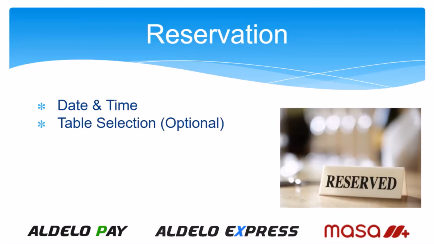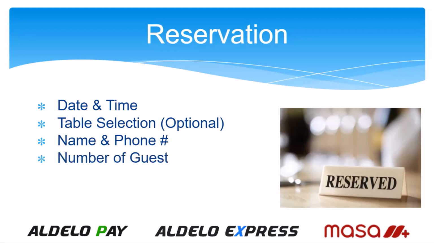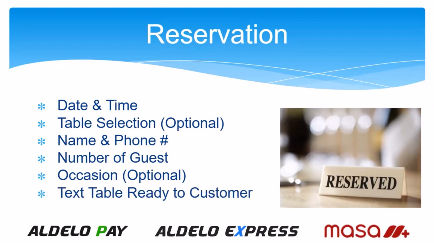You'll also need the table number. This is optional: you'll also want the customer name and phone number. You'll also want the number of guests arriving and the occasion, like birthdays, anniversaries, and promotions. This is optional: when the table is ready, you can text the customer so they can sit down.